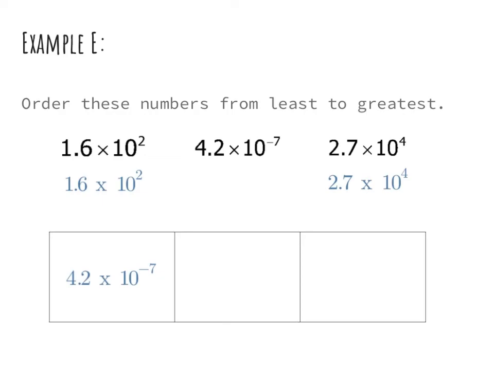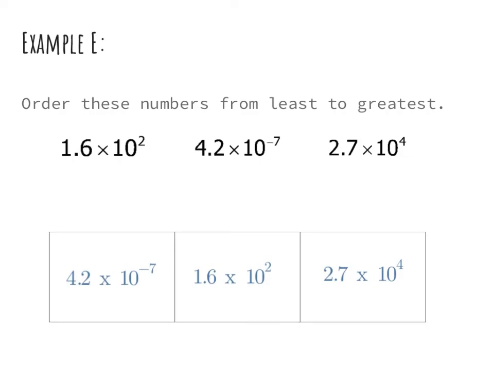Then I've got 1.6 times 10 to the second and 2.7 times 10 to the fourth. And I'm going to take a look, and I realize that to the second power is going to be smaller than to the fourth power because 2 is smaller than 4. So that is going to be next, which leaves me with just 2.7 times 10 to the fourth as my last choice. If you did not fill in as I did, you want to go ahead and make sure that your paper looks like mine.